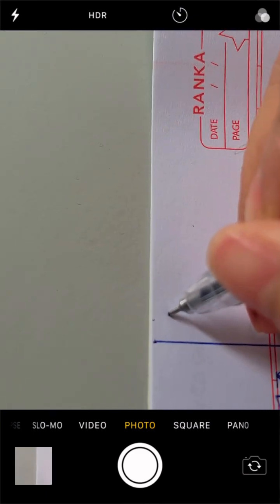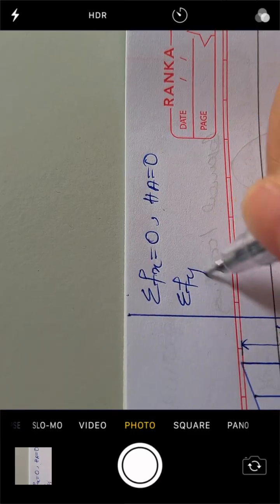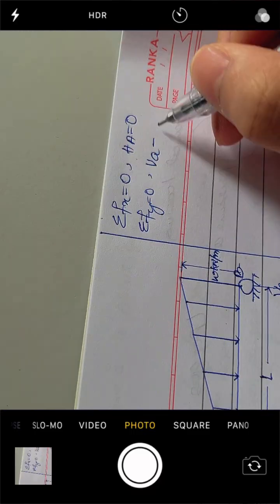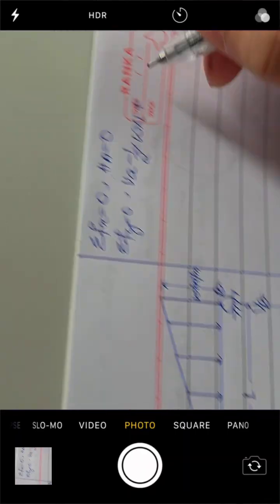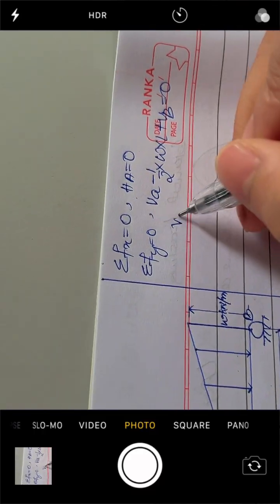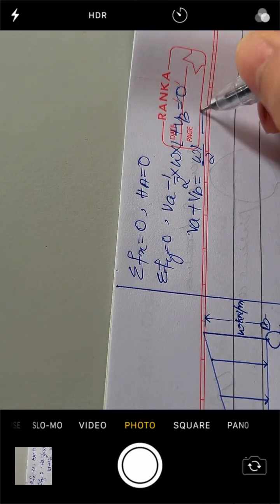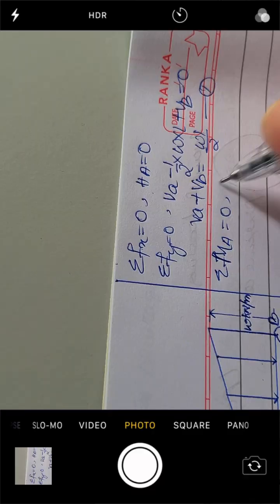So first of all, we'll start with summation f of x equals 0. HA is going to be 0. Summation f of y equals 0. So from here, VA minus, for this load, area half into W into L, plus VB equals 0. So from here, VA plus VB equals WL by 2. Equation 1.